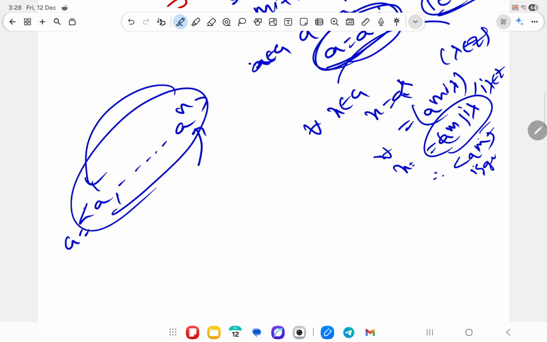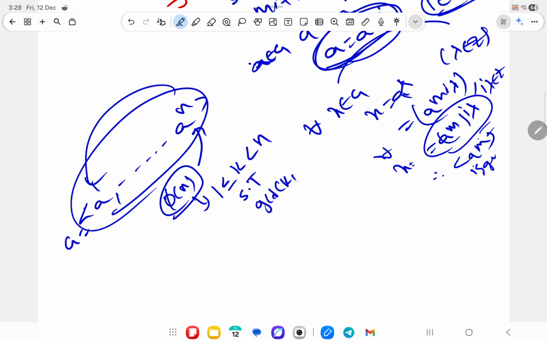So the number of generators will be phi of n, right? Phi of n is the number of k, 1 less than or equal to k less than or equal to n, such that GCD of k comma n is equal to 1.